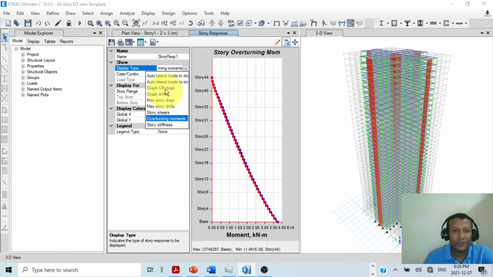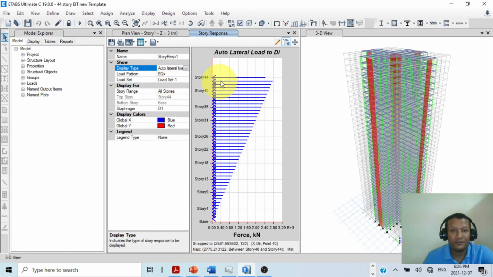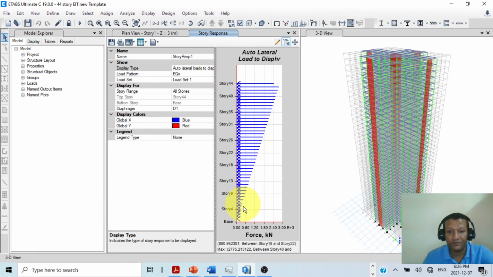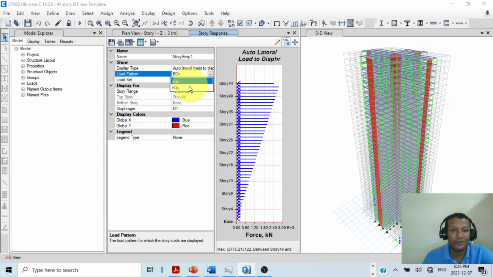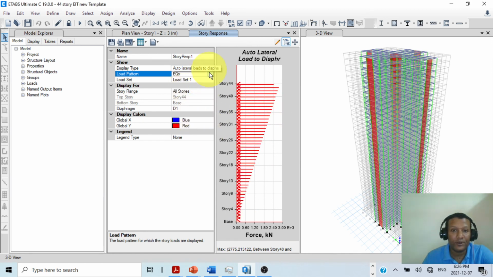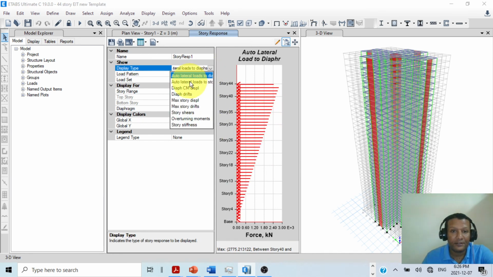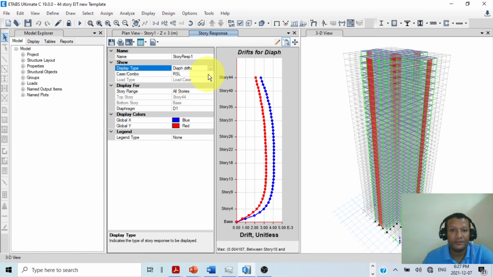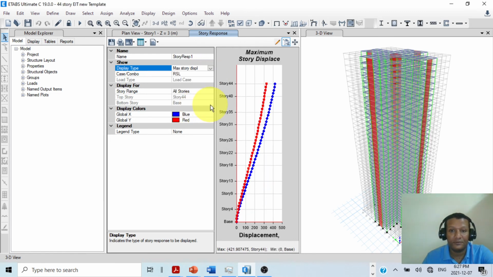This is the absolute lateral loads, as you can see. This is absolute lateral load to diaphragm. We will use this for pushover analysis later. So load pattern is earthquake x, and this is in the y. Again, auto lateral load in the y. Diaphragm, this is the diaphragm, this is the drift ratio. So these are the results.